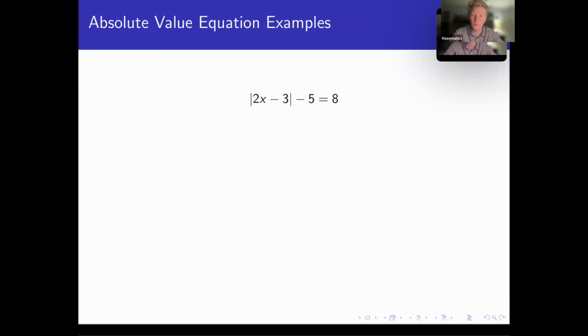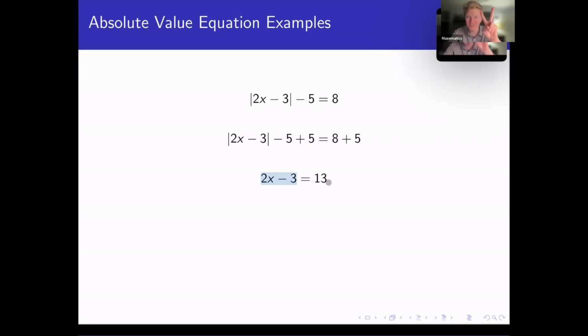And like we saw in 1.5, when we go to apply some rules or methods, we want to make sure that our absolute value, or our radical in 1.5, for example, is all by itself. So let's start by adding 5 to both sides to get the absolute value of 2x minus 3 by itself. Okay, there's supposed to be an absolute value here. I dropped that part by accident. So absolute value of 2x minus 3 equals 13.